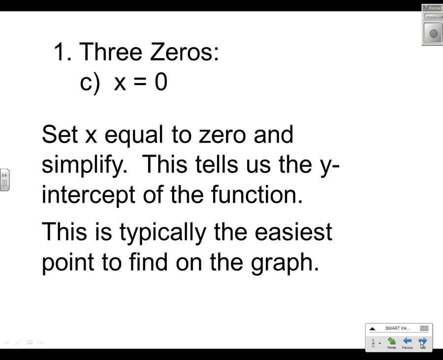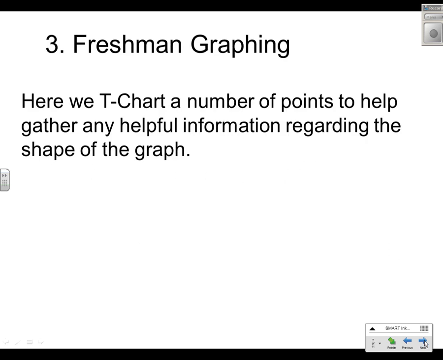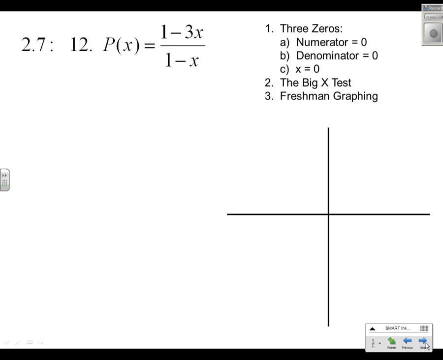We set x equals 0 and solve, or simplify, and that gives us the y-intercept of the graph. Here's the big X test. This one is really going to make a lot more sense when I explain it during a problem, but again, you may want to pause at this point and read through that. And freshman graphing, that's just t-charting. I just refer to it as freshman graphing. It's kind of a starting point: get a bunch of points on, try to fit a curve to it.